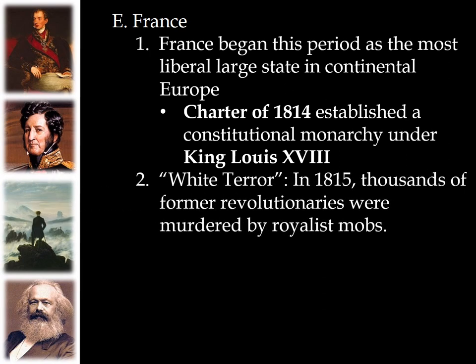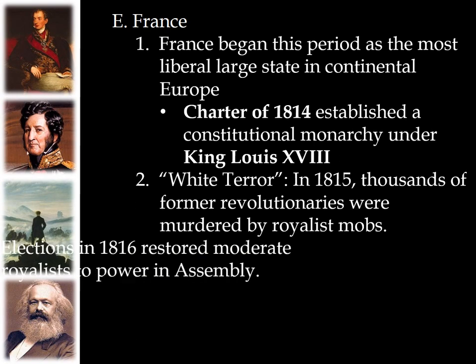Now, in 1815, the White Terror occurred in France. Thousands of former revolutionaries were ultimately murdered by royalist mobs who had been able to come back into France with the Bourbon Restoration. The shoe was on the other foot, type of thing. They decided that they wanted to attack those former revolutionaries who they believed did not have enough punishment given to them after the Bourbon Restoration took place.